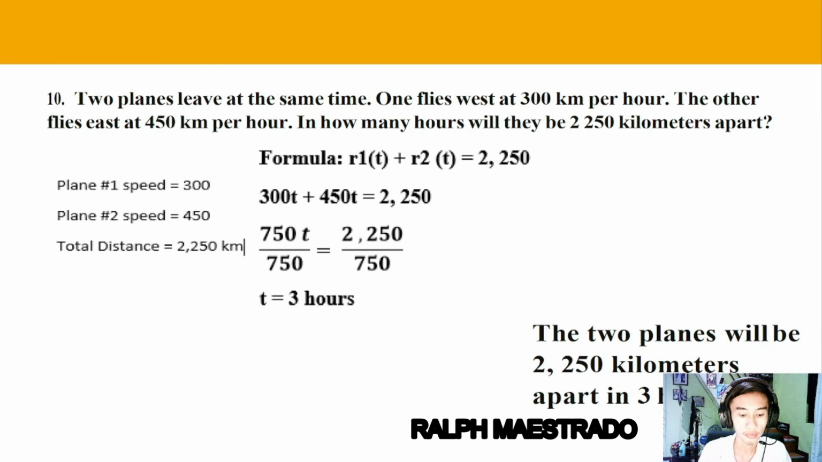We follow the formula based on the formula triangle. We added the speed of the first plane and the second plane, which will be equal to 750, and then we divided both sides by 750 to get the value of the time, which is 3 hours. Therefore, the two planes will be 2,250 kilometers apart in 3 hours.